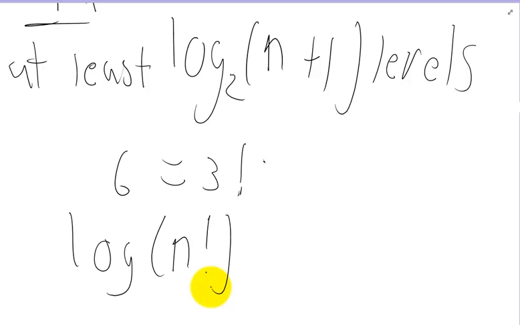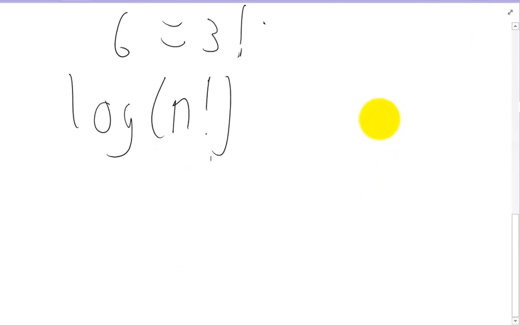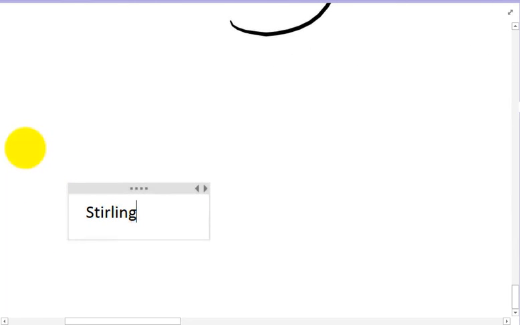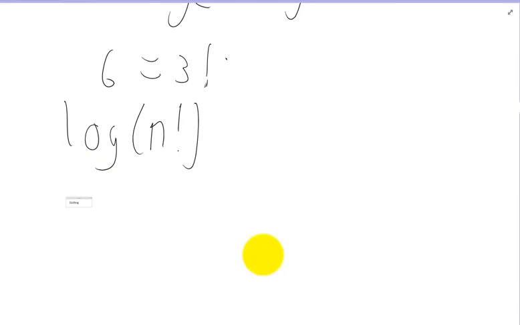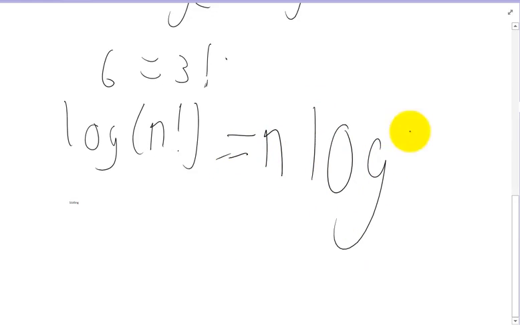And because of that I'm going to be able to, again, make another kind of math. And since we have this log n factorial, we can use something called Stirling's approximation, which I'm not going to go deep into. You can Google it if you want. Stirling's approximation. And what that says is essentially log of n factorial is equal to n log n, which is our proof.